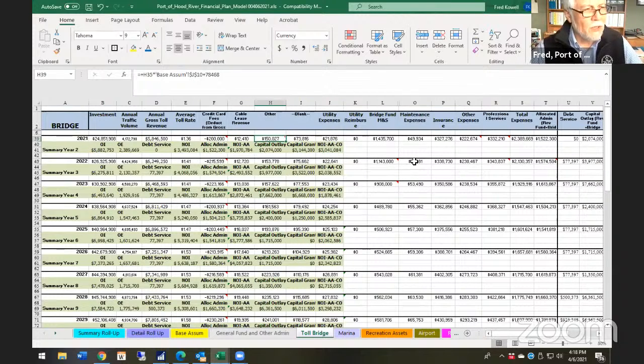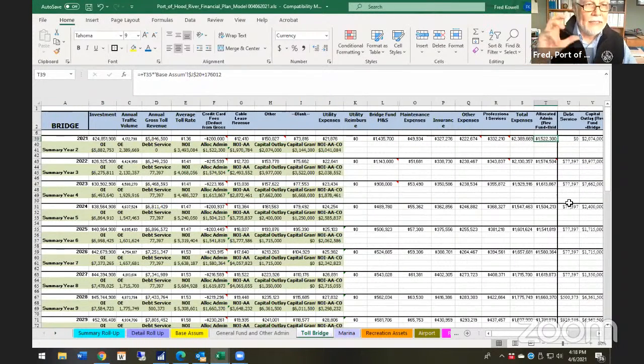So the part that I'm trying to get to here is whether it's the bridge, the marina, recreation assets, or the airport, all of them look like this. You have a revenue component over here, driven, if it's rental property, by lease and square footage on your leases. And then you have your expenses: utility expenses, maintenance expenses, insurance, other expenses like miscellaneous and professional services, and then this column called allocated admin. This is personnel services.